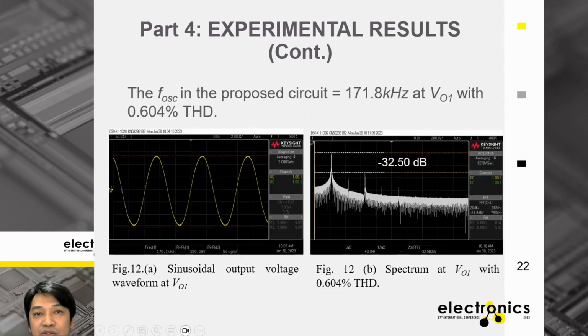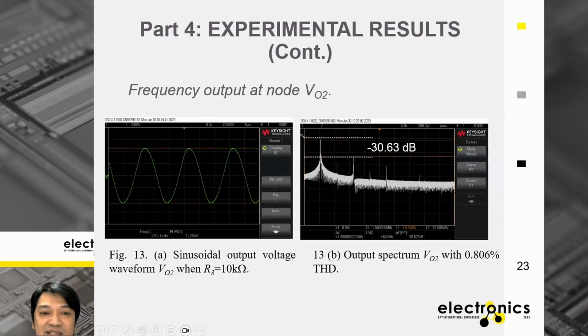Okay, go to the oscilloscope results. Figure 12A demonstrates the frequency of the oscillator in the proposed circuit. I confirmed that the frequency obtained is about 171.8 kilohertz at node VO1, with 0.6% THD. This frequency is close to the theoretical value, but the error is about 7%.